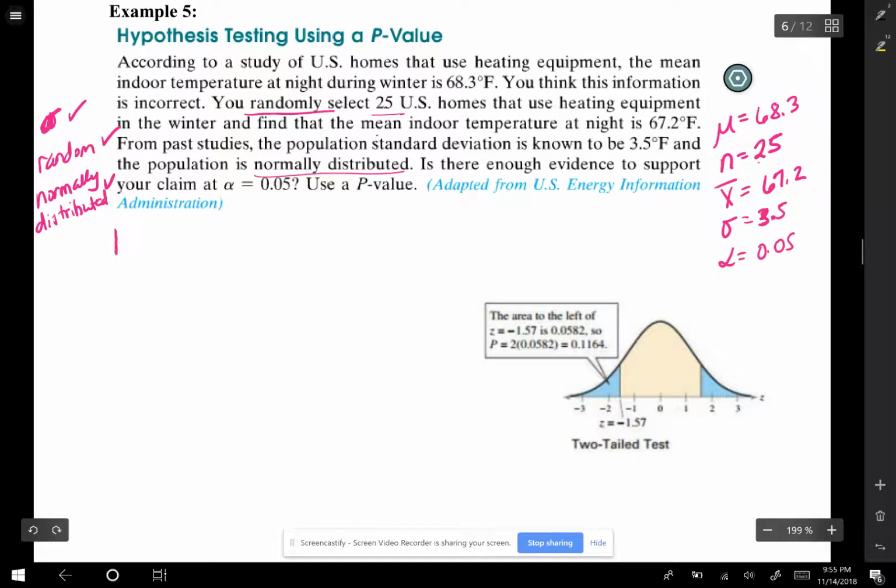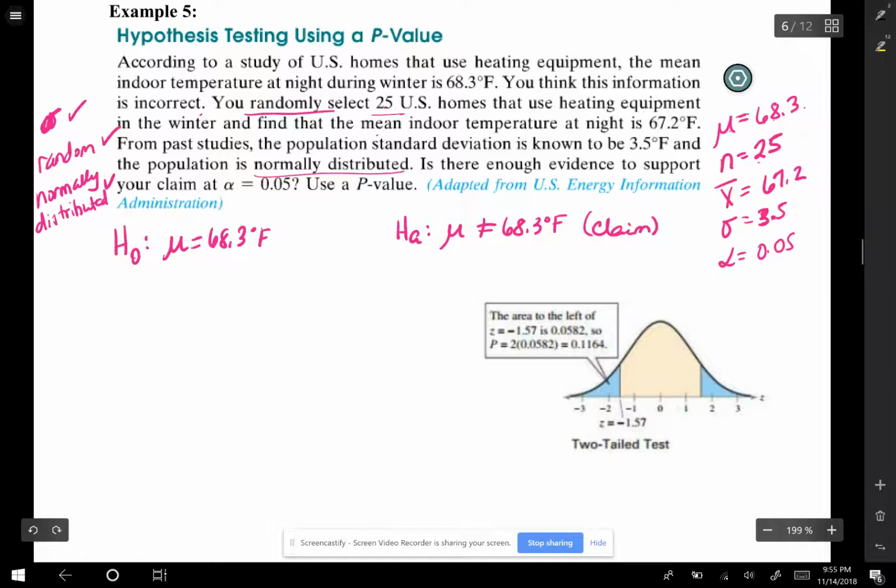Okay, we're going to go ahead and write our hypotheses so we'll know what we're testing. Okay, so the claim this time is the mean is equal to 68.3. So because it contains the equal to, that goes to the null hypothesis. And then we're claiming, so it says that you think the information is incorrect. So that means our claim is that the mean temperature is not equal to 68.3.